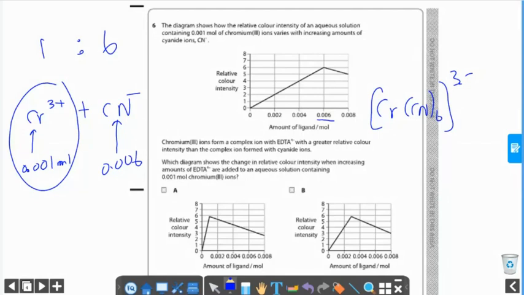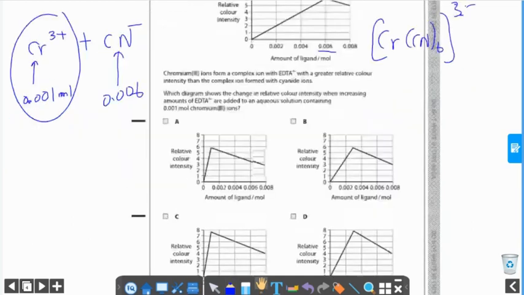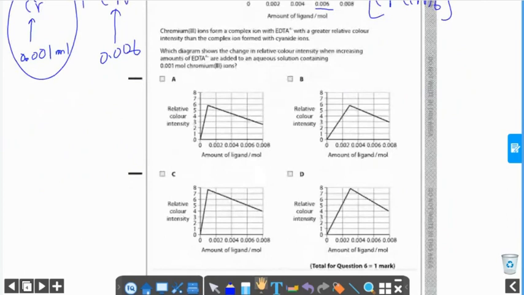Okay? Which diagram shows a change in relative color intensity when increasing amounts of EDTA are added to aqueous solution containing 0.001. So here, chromium and EDTA ratio will be 1:1. That means when EDTA complex is 0.001 here, that will be the maximum intensity. So this B is wrong. B maximum intensity is 0.003. Even D is wrong. Maximum intensity is 0.003. It has to be 0.001.